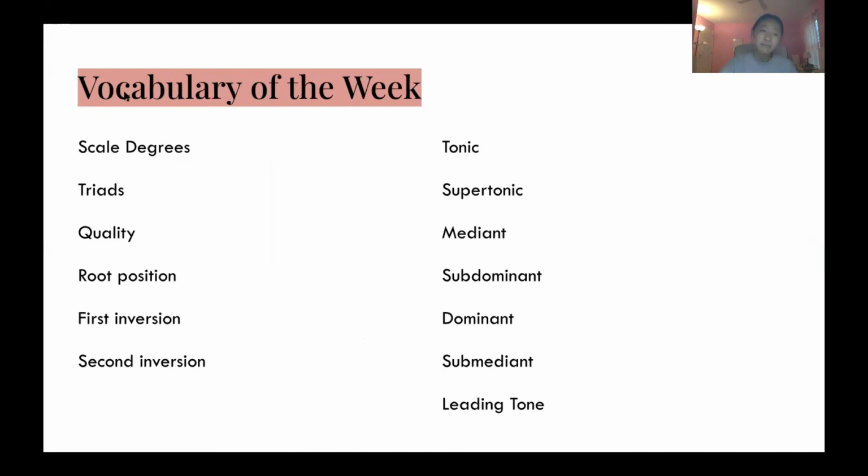And here's some vocabulary that you might want to keep in mind and study. Here are all the scale degrees. Here are the inversions of triads. And if you want, you can also try to remember augmented, diminished, major, and minor. Those are the 4 qualities of scales.